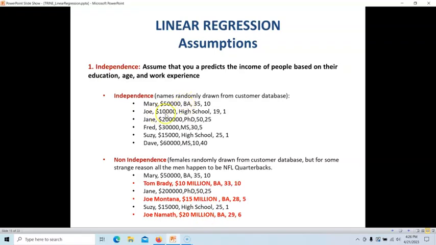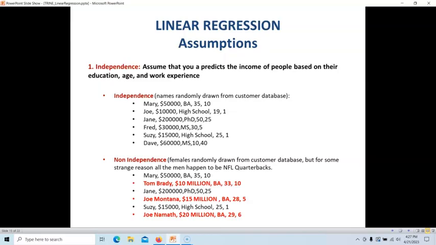Over here, we've got Joe, who has a high school diploma, and he's probably working in a grocery store. And Fred, he makes 30,000, he's got a master's degree. And Dave makes 60,000, he's got a master's degree. These are people who have nothing in common. They were just randomly drawn. But for non-independence, you can see here that we have Mary, Jane, and Susie, they were random, but we have some sort of strange correlation or bias in the males that we drew from our database. They're all quarterbacks, and they're going to throw off our model because they all make $10 million.